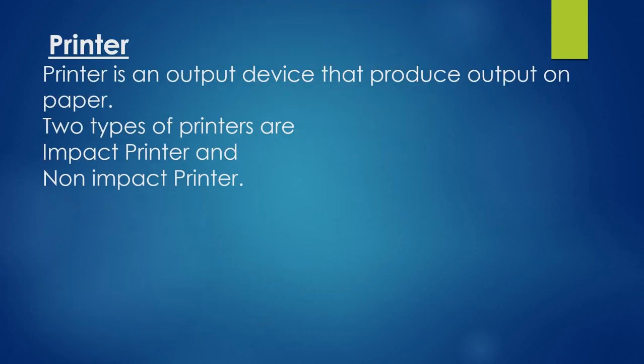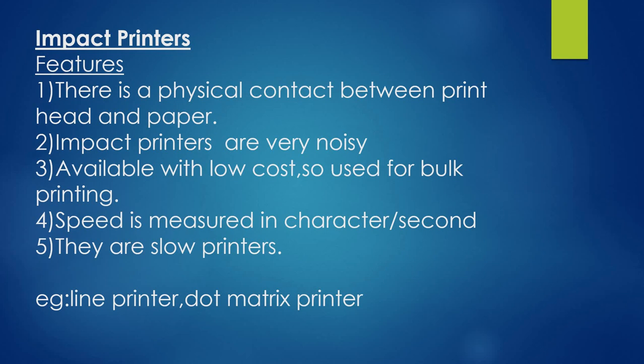Next, printer. Printer is an output device that produces output on a paper. That is, we are getting the output as a hard copy, or we are getting the output on a paper. Two types of printers are impact printer and non-impact printer. Then what is impact printer? What are all the features of impact printer?